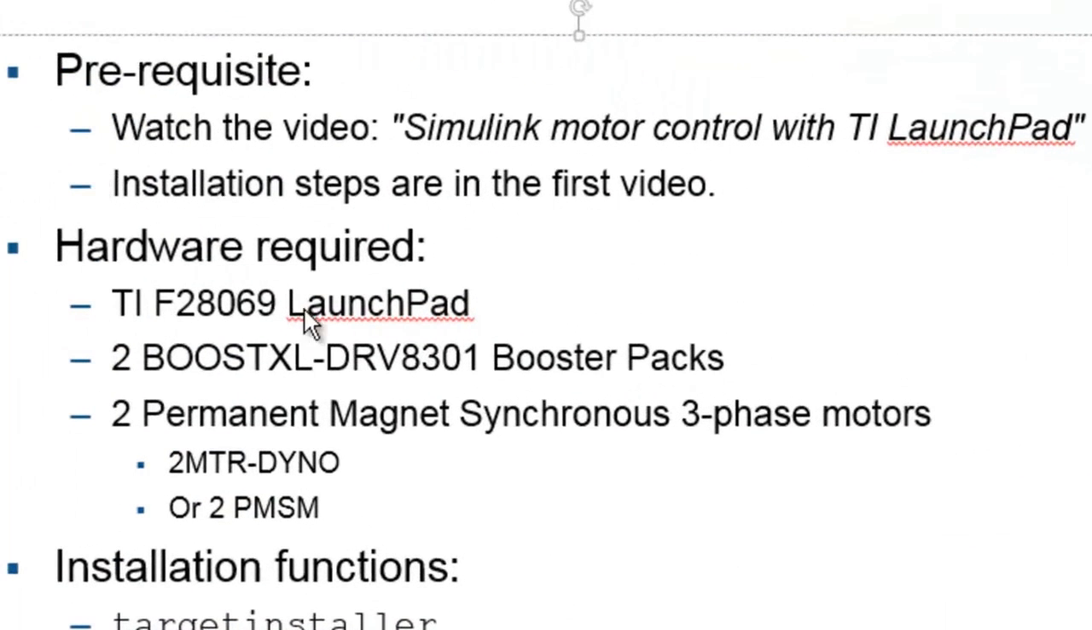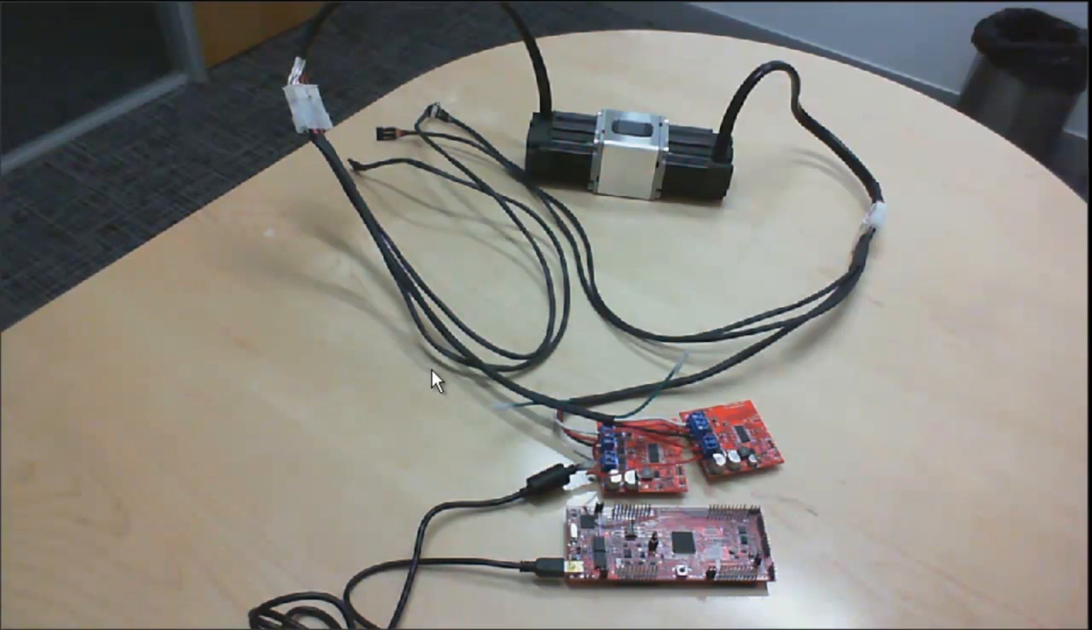You need an F28069 LaunchPad. You need two BoostXL DRV8301 booster packs. Note that the F28069 LaunchPad can take two booster packs at the same time, and these are the inverters, so we're going to use one for each motor. And you need, of course, two PMSM three-phase motors. There is a packaged mini dyno kit that you can get from TI. This is the product code 2MTR-dyno, or you can use any two PMSM motors that may be shipping with other kits. So here is what I have on my table.